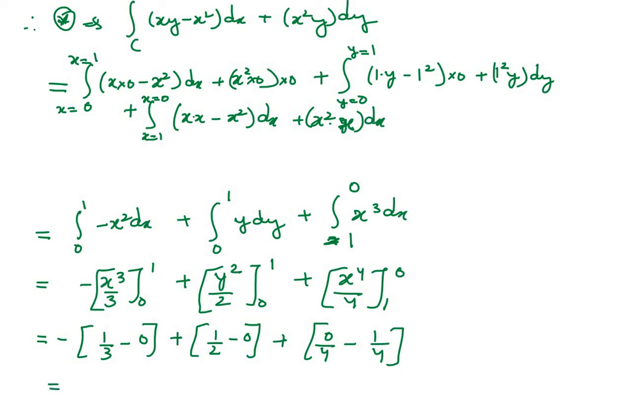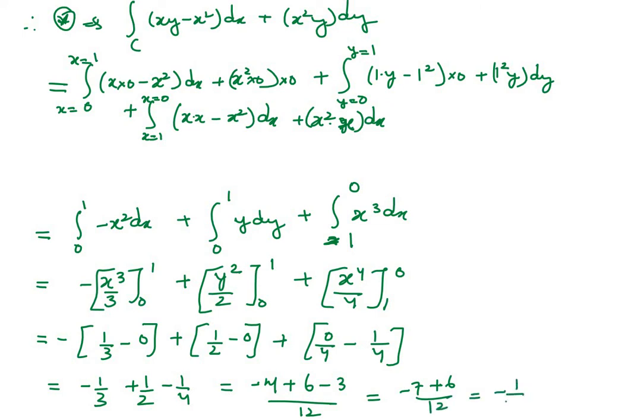Let us simplify this one. It will be minus 1 by 3 plus 1 by 2 minus 1 by 4. And what is the LCM here? It will be 12. So in this case it will become minus 4 plus 6 minus 3 divided by 12, and this is equal to minus 4 minus 3. It will become minus 7 plus 6 by 12, which is equal to minus 1 by 12.